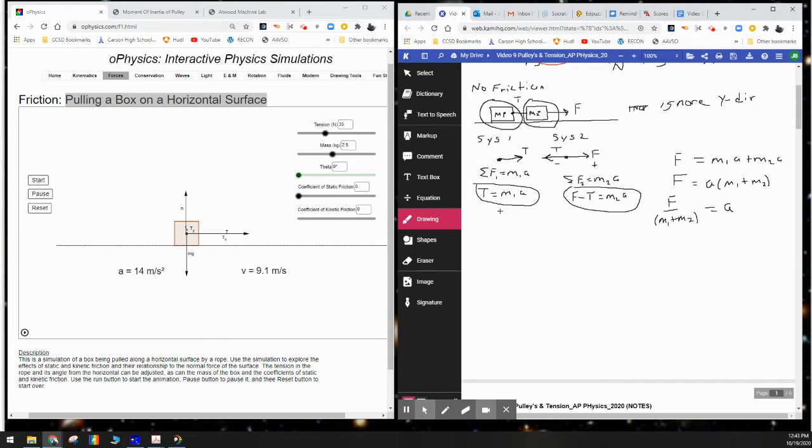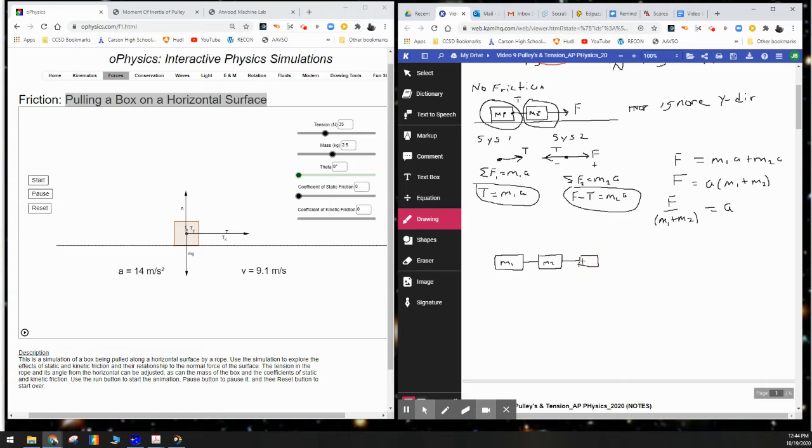All right, so now we're going to look at three blocks. Suppose now we have M1 attached to a string here, and we'll call this one M2, like so. And maybe now we have a third block here.